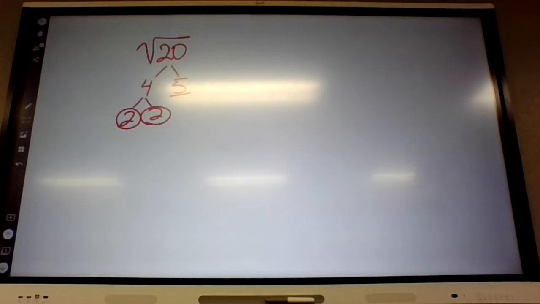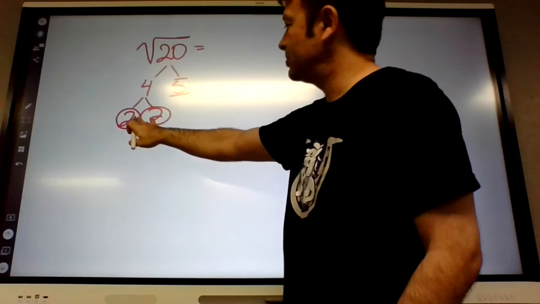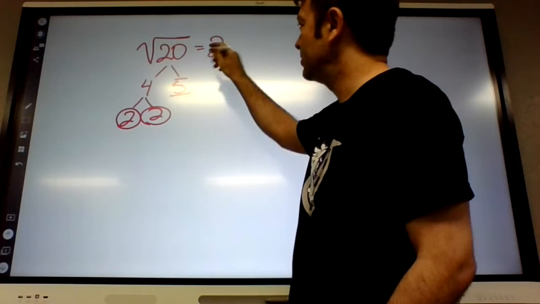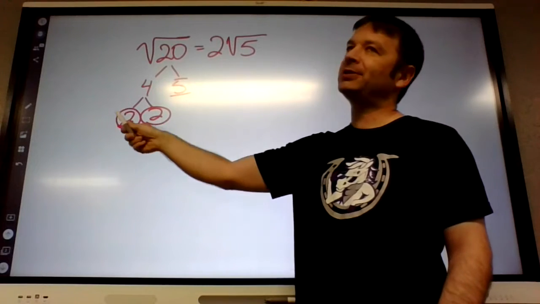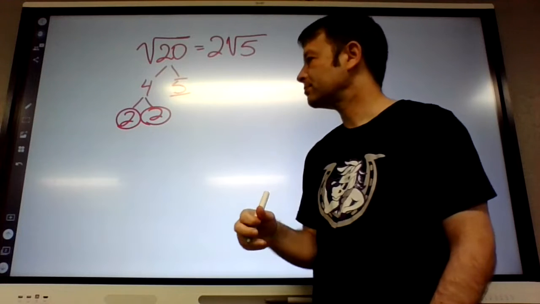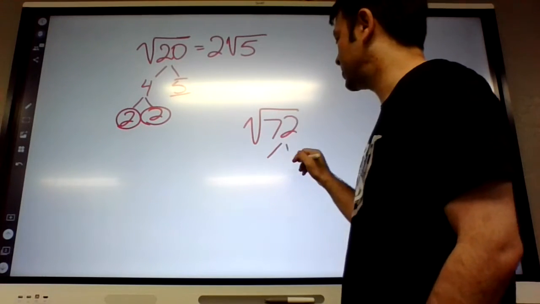4 actually has a square root, which is 2, right? So basically the doubles turn into a normal number, 2, and then the leftover stays in the square root, because this part actually has a square root and this part doesn't. You guys got it? Yes. Let's try one more.